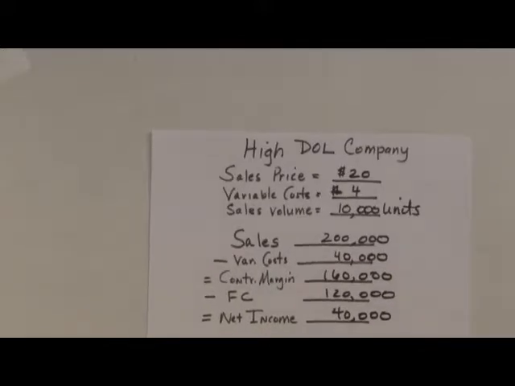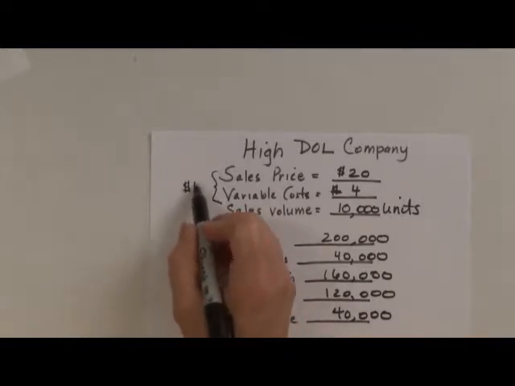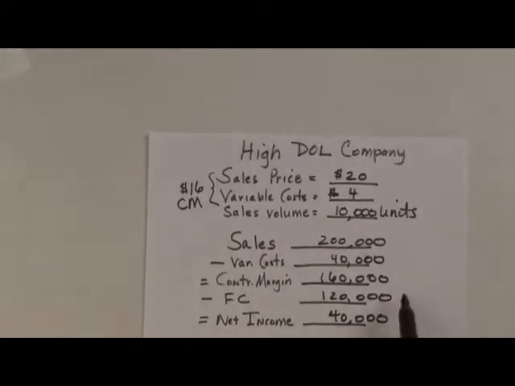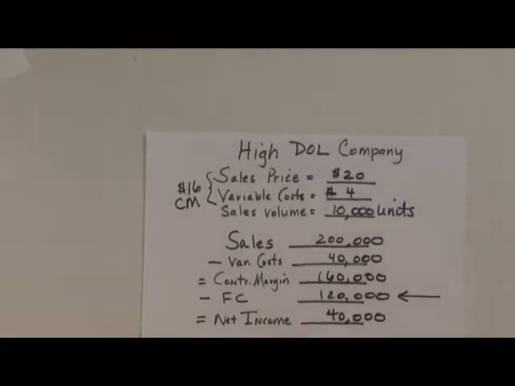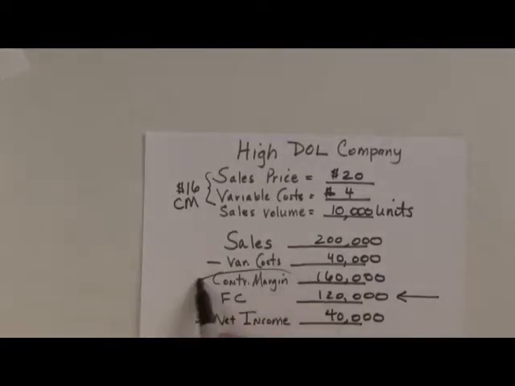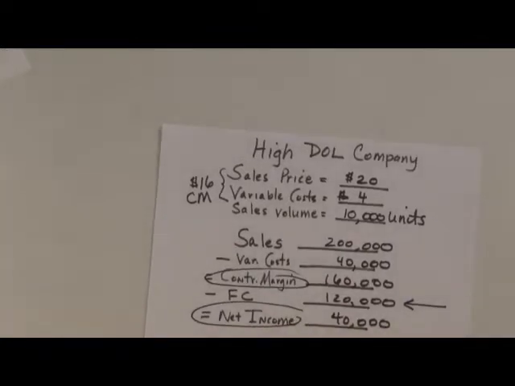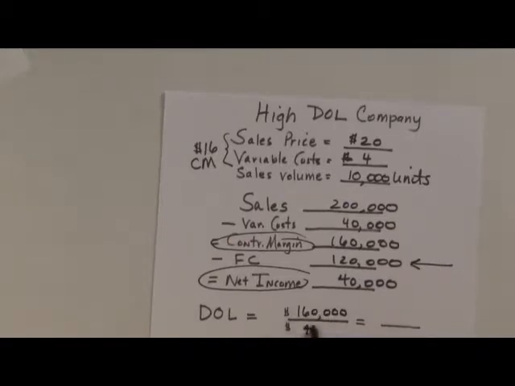Now, if you look at the difference between the sales price and the variable cost, we have a $16 contribution margin in this case, and we have a fixed cost level of $120,000. To compute the degree of operating leverage, we take the contribution margin and divide it by the net income straight from the income statement. So we would have $160,000 divided by $40,000, and our DOL would be 4.0.